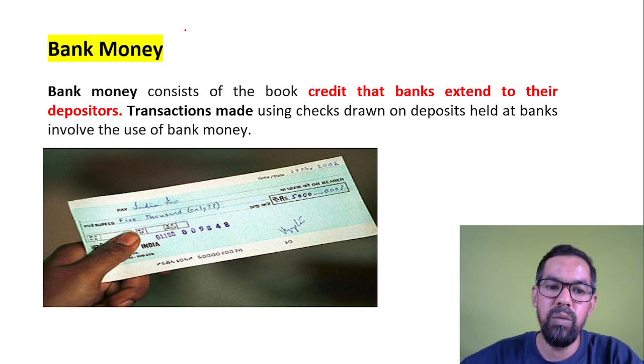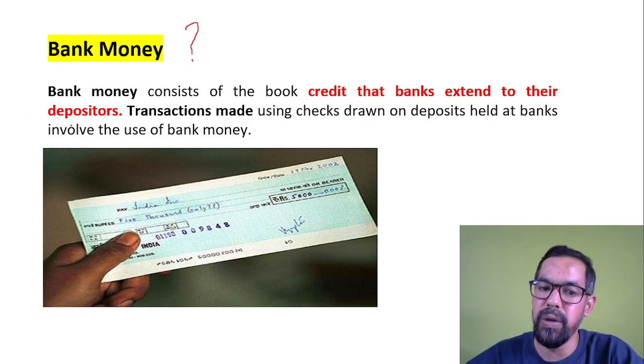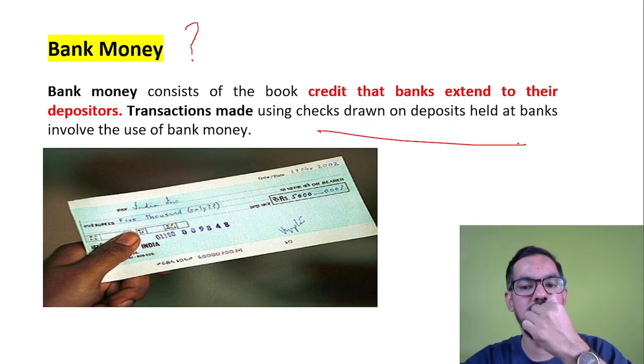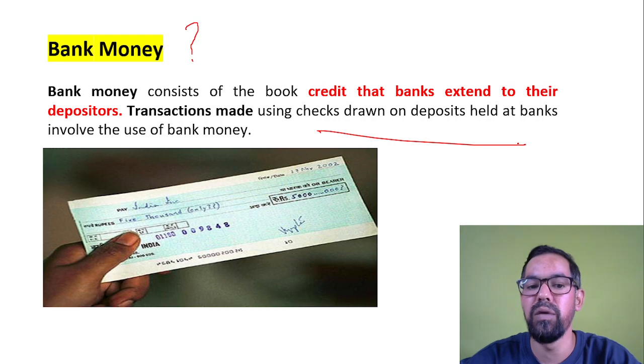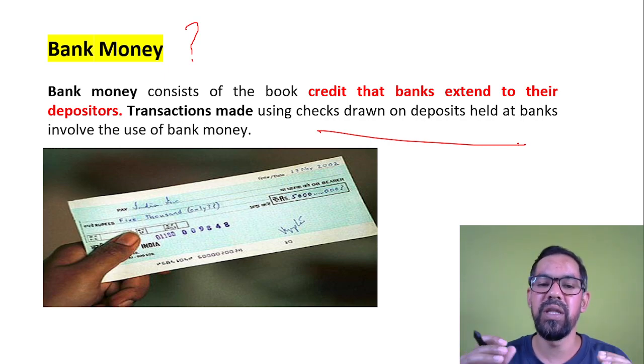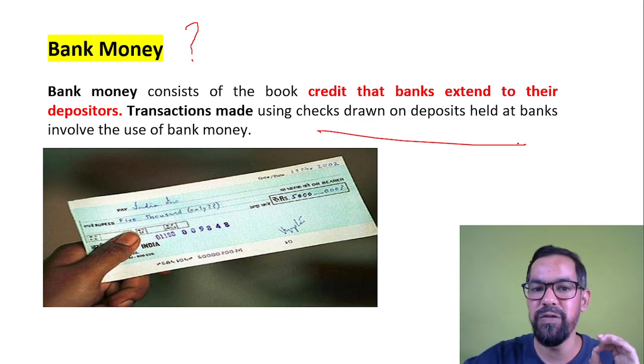Then bank money. What is bank money? Bank money consists of the book of credit that banks extend to their depositors. Transactions made using a check drawn on a deposit held at a bank involve bank money, like demand drafts, checkbooks, bills of exchange, or letters of credit. So these are all examples of bank money. Okay, so I hope now you get the basic distinction among commodity money, bank money, as well as fiat money.